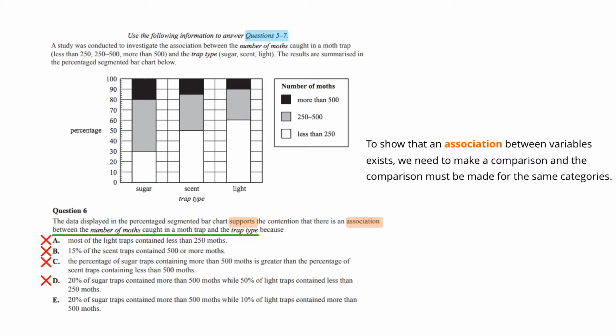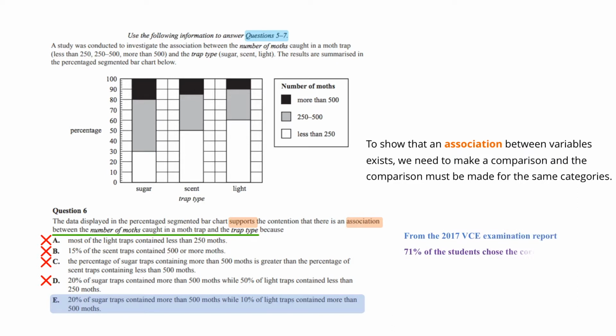In option E, 20% of sugar traps contain more than 500 moths, while 10% of light traps contain more than 500 moths. So we have both the comparison, and the comparison is between the same categories, more than 500 moths. So the answer we are after is option E. From the 2017 VCAA examination report, 71% of the students chose the correct option and 12% of the students chose the incorrect option C.